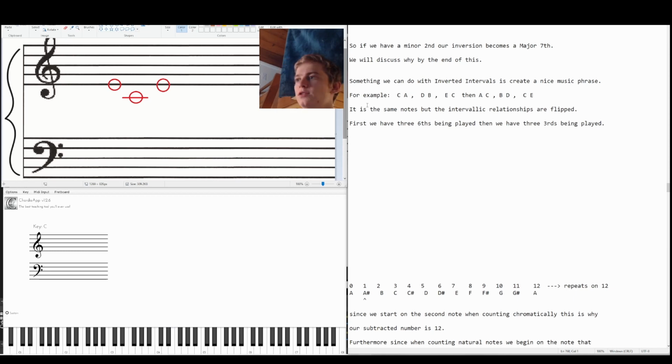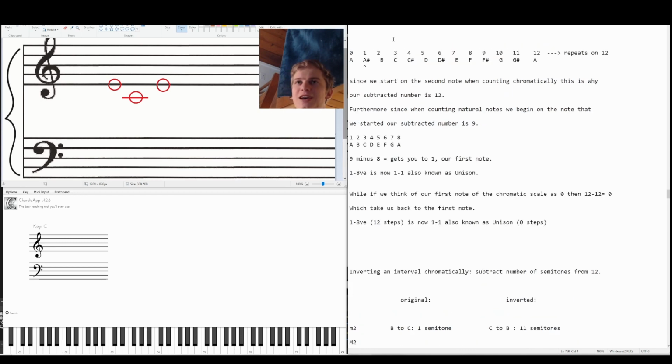Okay? So first, I'm going to play the first version, which is going to be 3/6 being played, and then next it's 3/3 being played, but the difference is in the first version, it's going to be inverted compared to the second version. So as you see, the notes kind of played off each other, and it created a nice little musical phrase.